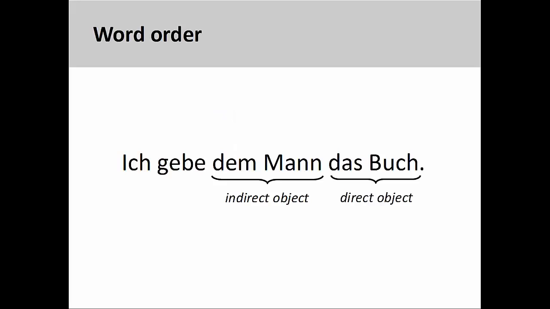There are a few rules governing word order or syntax when you have both a direct and indirect object in a sentence. For the time being, it is important to know that if both objects are preceded by a definite article, the indirect object comes first. We'll cover these rules in more detail in a later presentation.